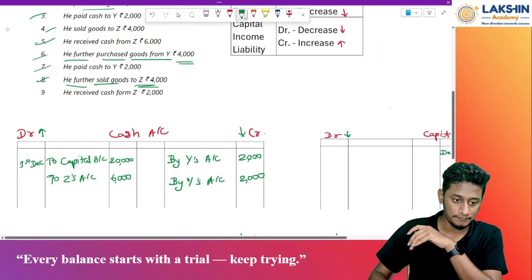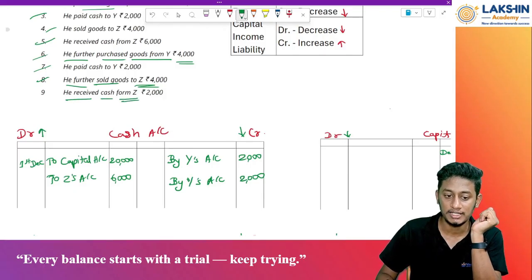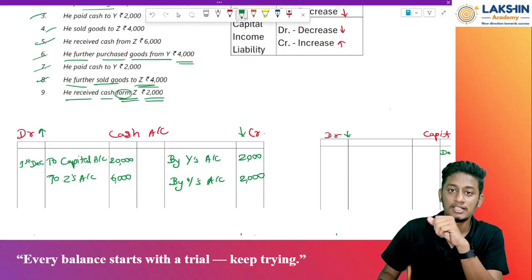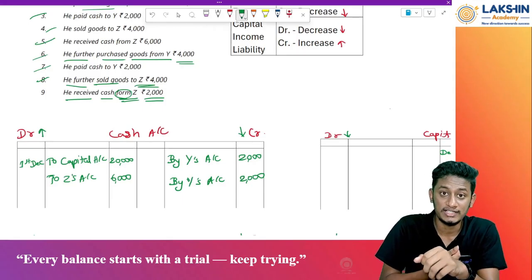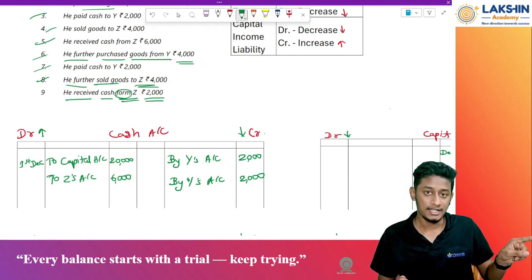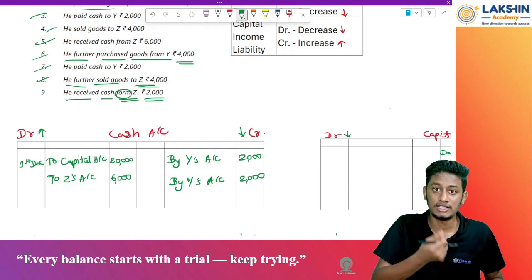Now going ahead, last entry. He received cash from Z. Make it from Z, rupees 2,000. He is receiving cash now. So which are the two accounts affected? Z is paying me cash. Right? So because of this, Z's account will decrease and I have received cash, so the cash account will increase.